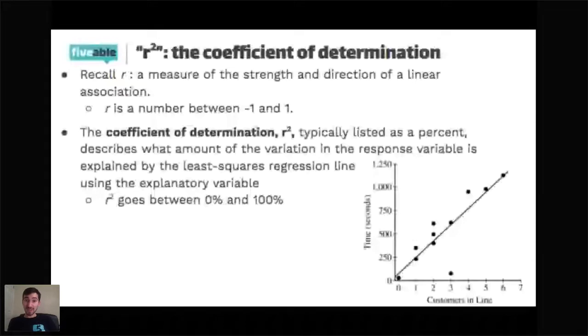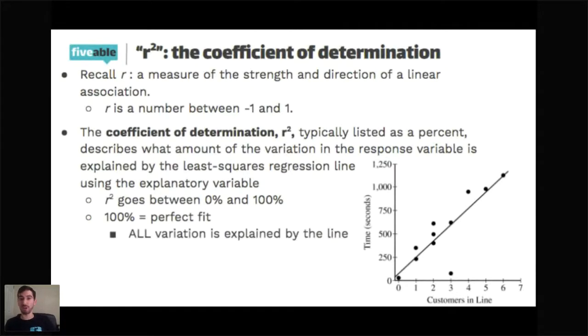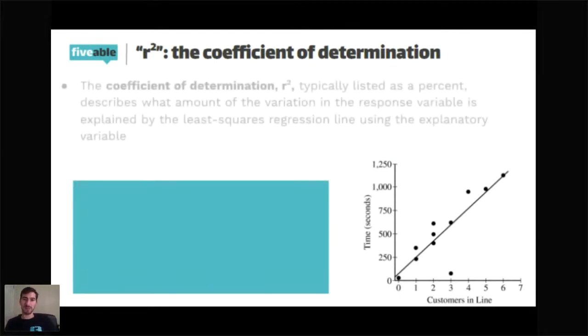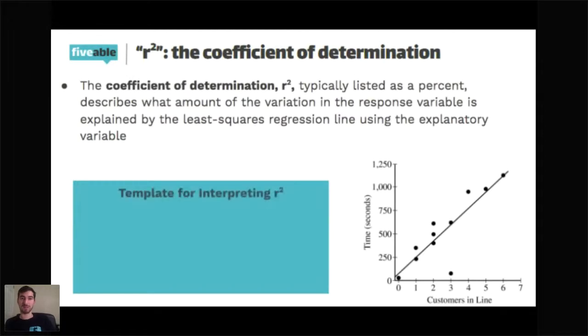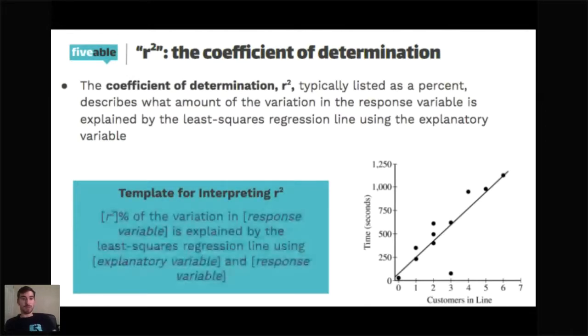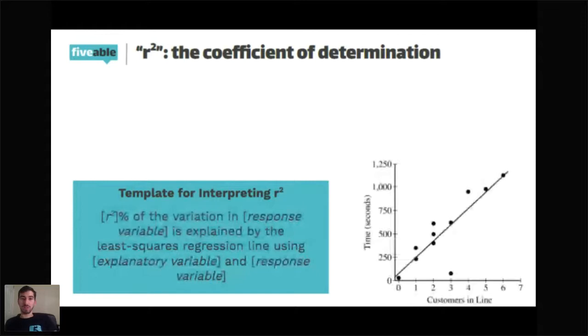If you were at 0%, that would mean the dots aren't even close to the line, and there's nothing you can do to help make a better prediction. There's just no association at all. So in this case, 100% would be a perfect fit, meaning all variation is explained by the line, and 0% would be no fit. I think it's helpful to look at a specific contextual example to see what we are saying by this. Let's go to the next slide so we can look at the specific example.